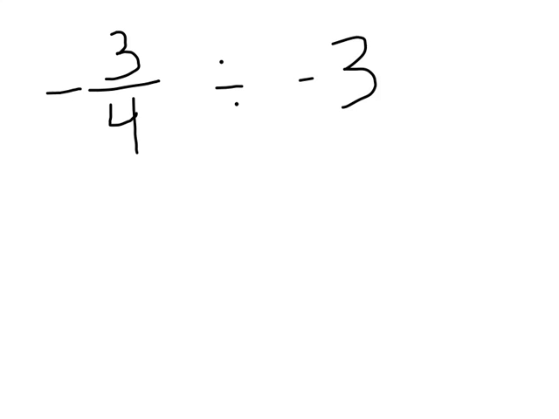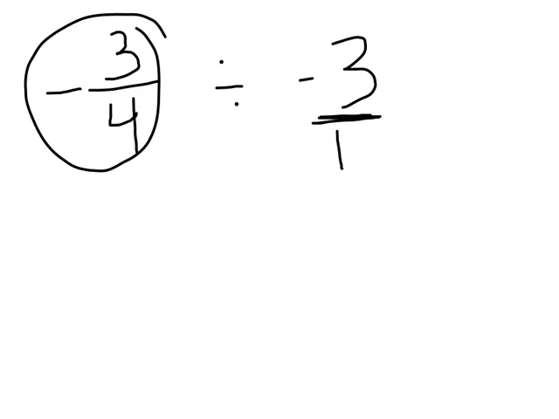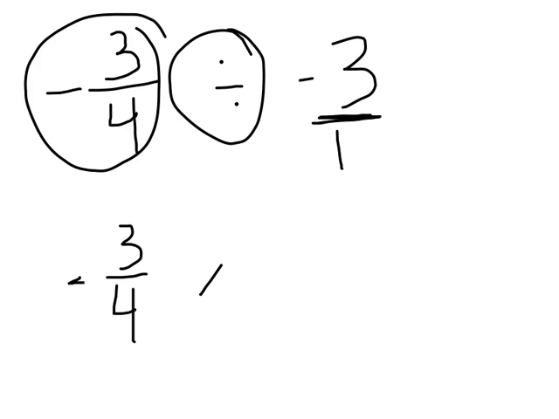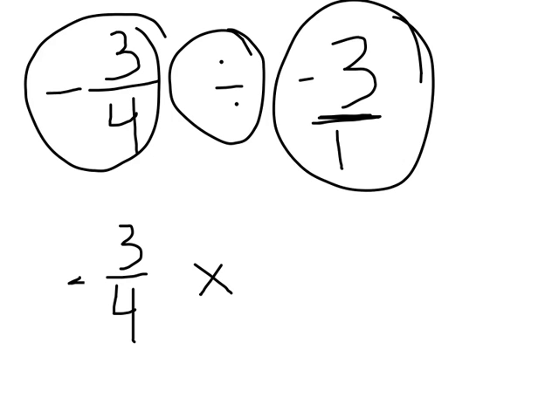Let's do one more, then you'll practice. All right, let's say I have negative 3/4, and I'm dividing that by negative 3. My first step is to put negative 3 over 1 and turn them both into fractions. Now my next step is going to be using keep, change, flip. I'm going to keep my negative 3/4, change my division sign to a multiplication sign, and then flip negative 3 over 1 to get negative 1 over 3.